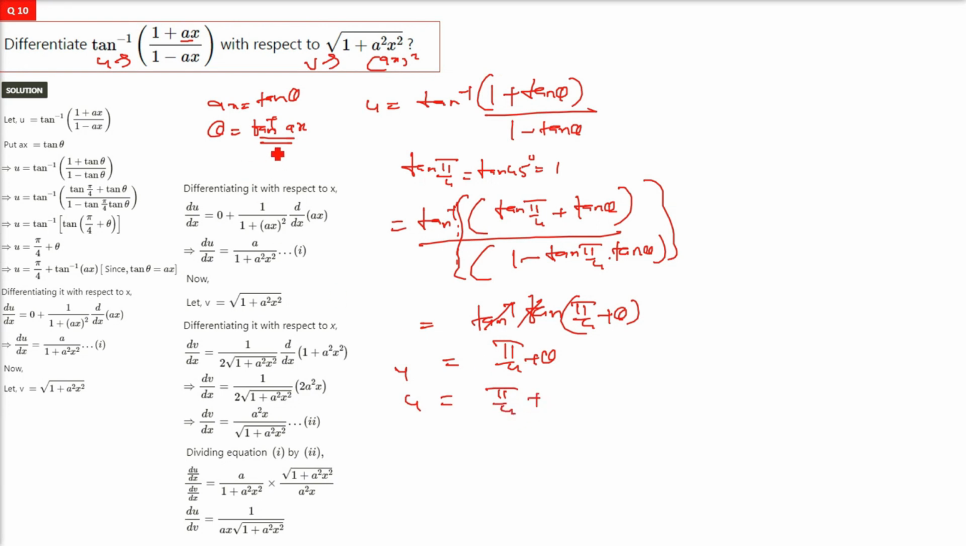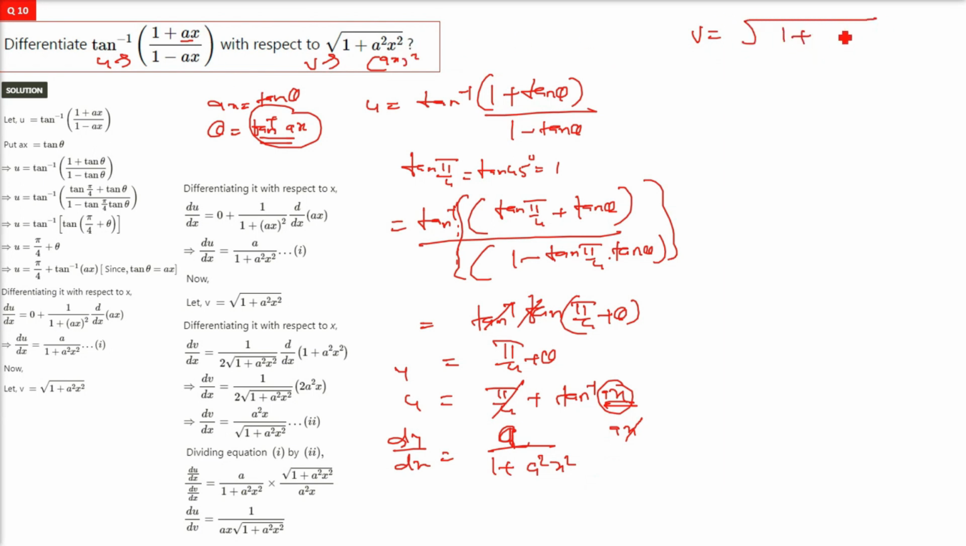And pi by 4 plus theta, what is theta? Tan inverse ax from here. So I'm replacing it now. Du by dx will be equal to pi by 4 is a constant, so it will be 0, plus the derivative of tan inverse ax, which will be 1 by 1 plus ax whole square, so 1 plus a square x square. Then the differentiation of ax is going to give you a. So a divided by 1 plus a square x square. Now v. So v is under root 1 plus a square x square, so ax whole square it is. So dv by dx we have to do.